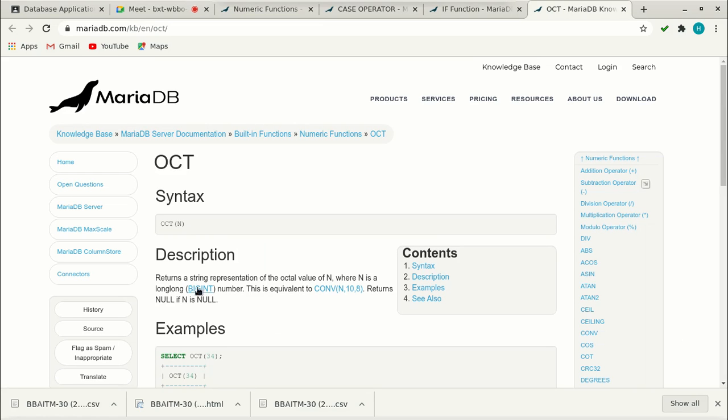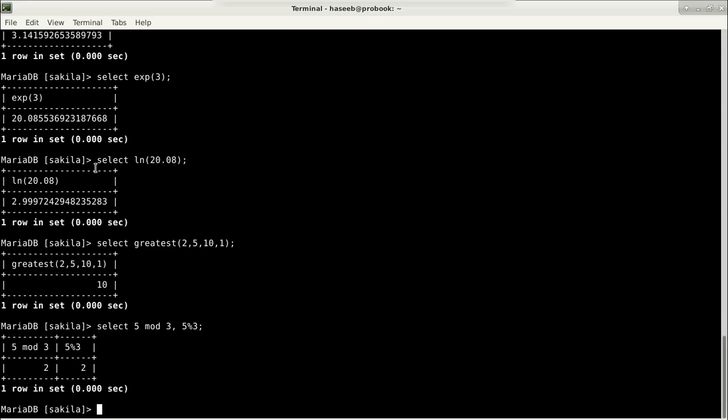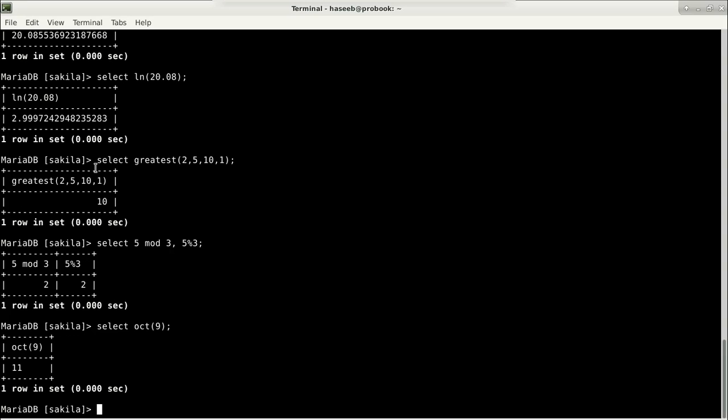Here n is a long. So it receives the decimal number and it will convert it into an octal number. Octal is base 8. So it means that octal of 8 is 10, and 9 will be 11, because it starts from 0.